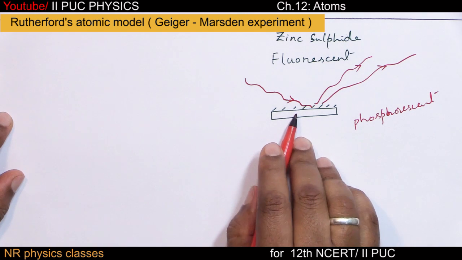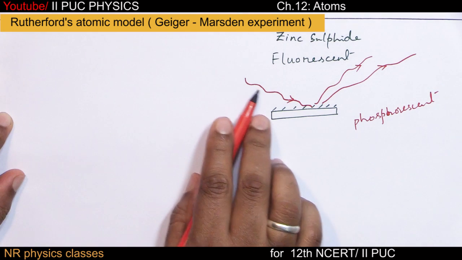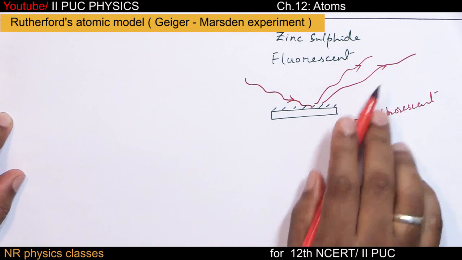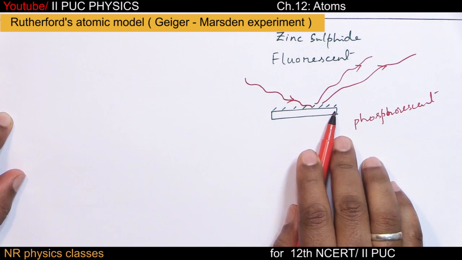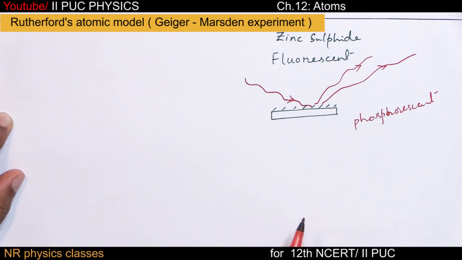Fluorescence means the one which is used in reflectors. As soon as the light falls on the sticker, it emits light. So instead of using a light source, stickers are used. That is more economical and more durable. Okay.